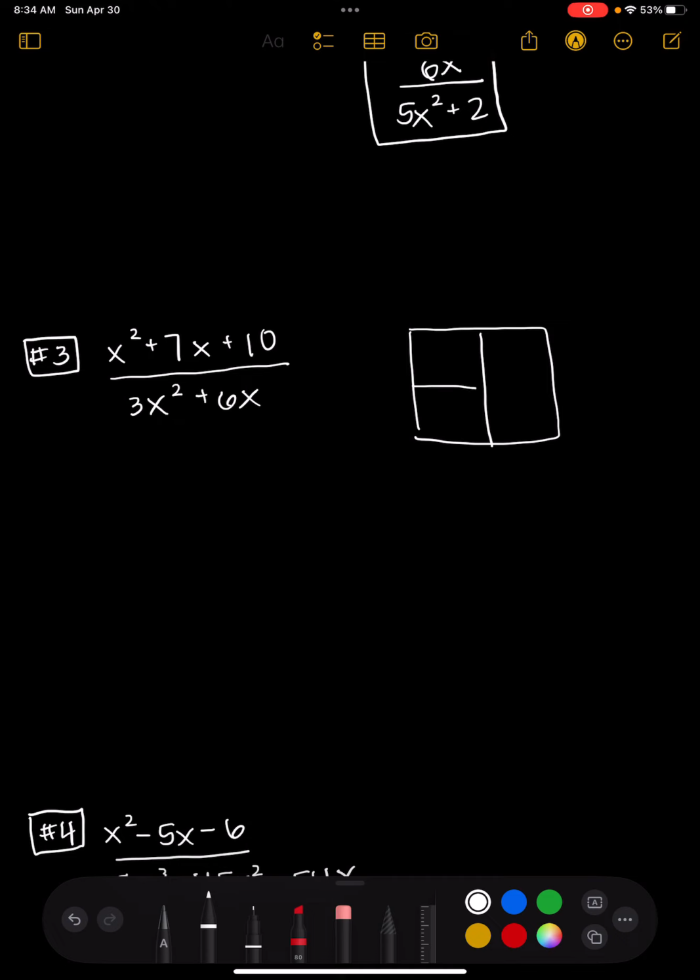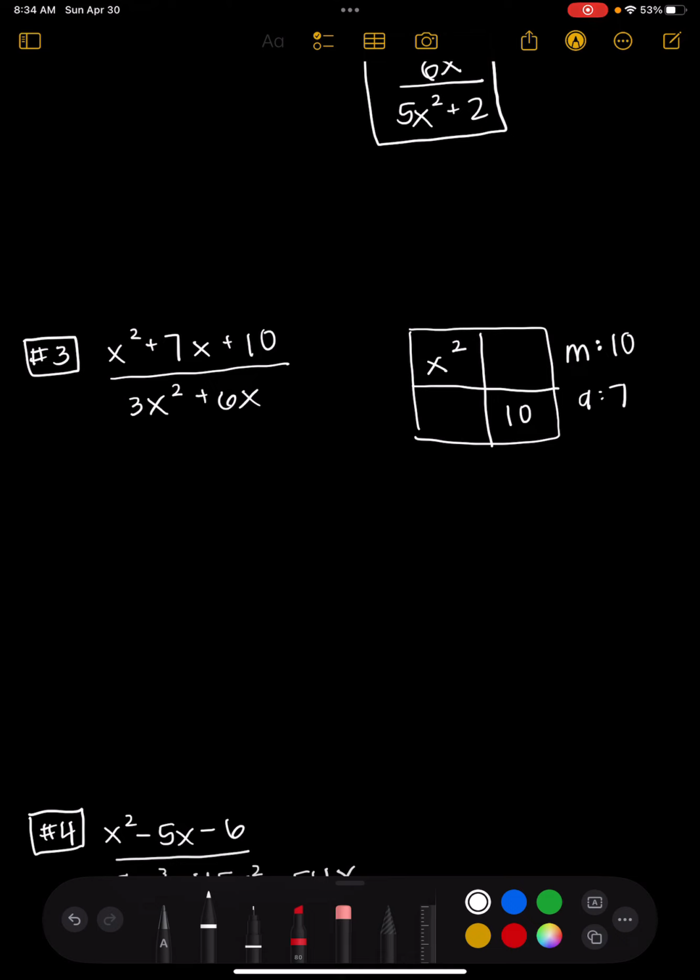So let me draw it out. We always put the x squared, or the first chunk, in the top left box and then the last chunk in the bottom right box. The goal is to find two numbers that multiply to be the last number, so multiply to be 10, and then add to be the middle number, which is 7. So let's figure out two numbers that multiply to be 10 and add to be 7.